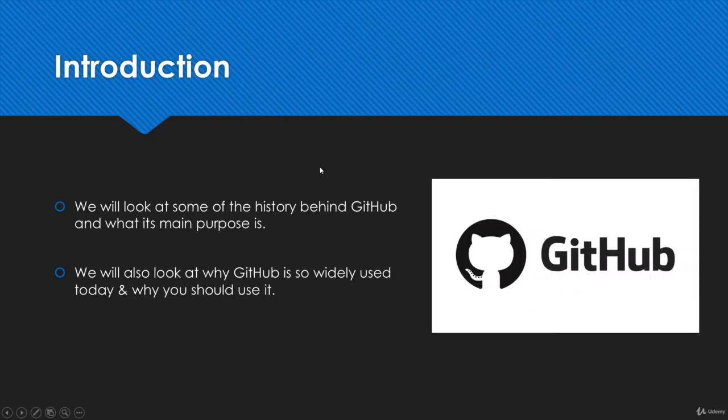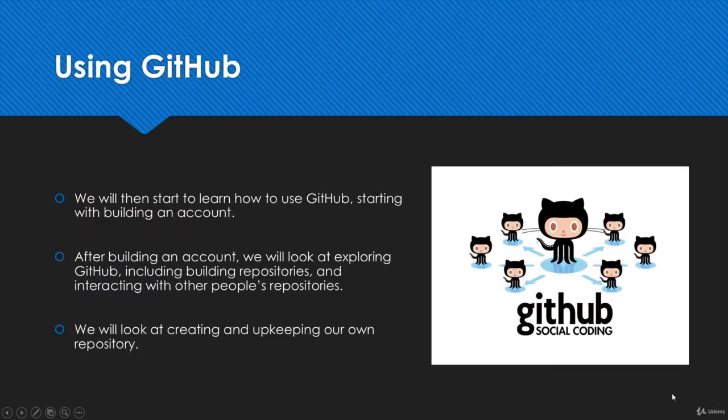In just a second. So before that, we're going to look at some of the history behind GitHub, what it is and some of its main purposes, and we're going to look at the benefits of using GitHub and why it's so widely used today. Because right now it's an industry standard in software development, and it's kind of like a necessity for all software developers. So let's move forward to using GitHub.